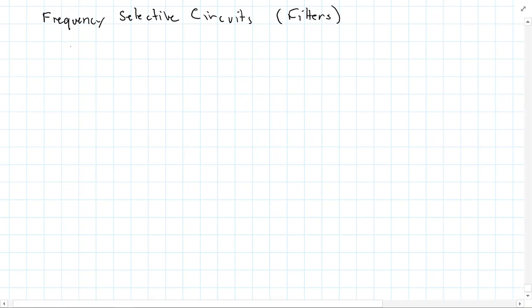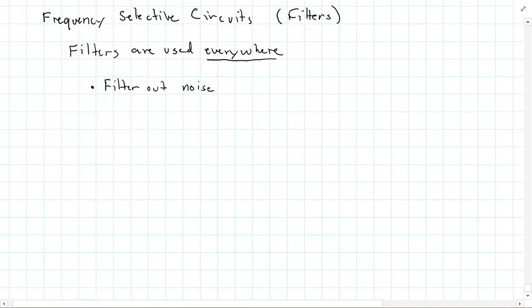And then before we get started here, I just want to emphasize filters are used everywhere. And underline everywhere. I mean, you pretty much can't look at a circuit without there being some kind of filter there. And now, there's several things we can use filters for. One is to filter out, for instance, I'll say noise. So if there's noise in the signal, you can filter out the noise.